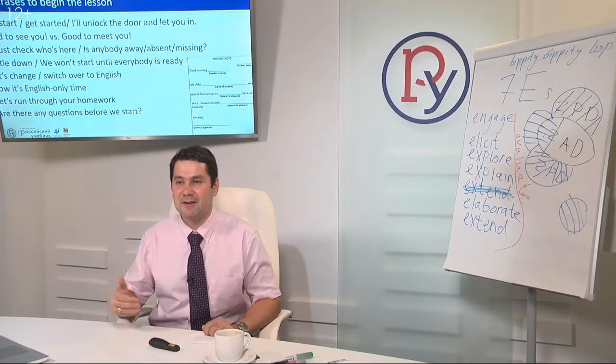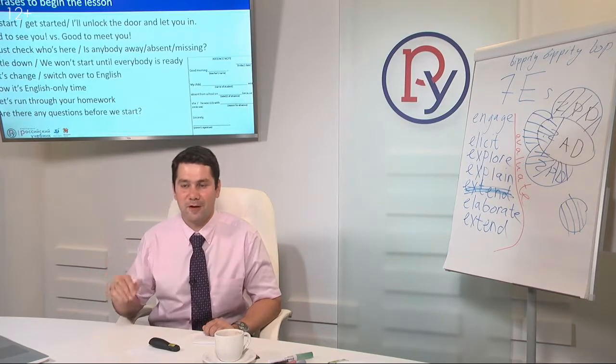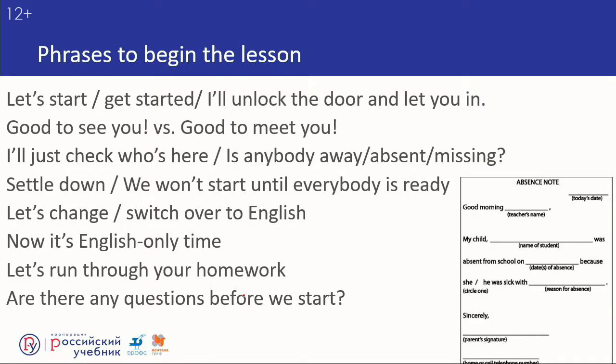That's why you say good to meet you to a new group of students, but you say good to see you to the group of students who you already know. I'll just check who's here. Is anybody away, absent, or missing? Right, these are the phrases that you use. Missing is less widely used, but still used. You don't use the phrase who's lacking, right? Because lacking is not used in this context.